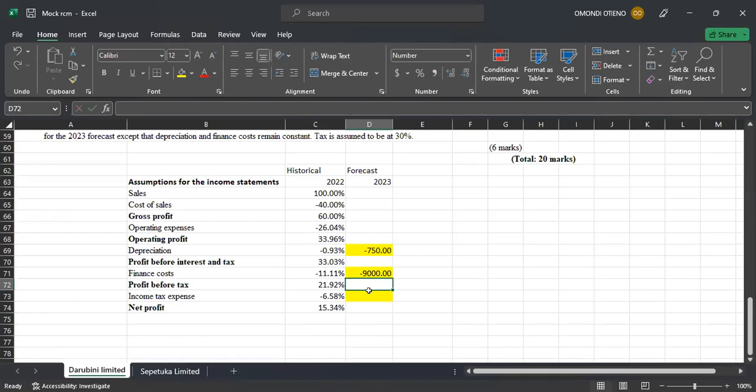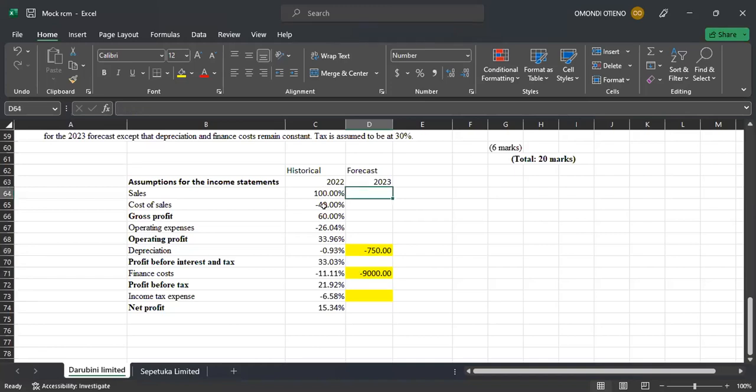And then tax, we are being told that the tax rate is assumed to be 30%. That is 30% of the profit before tax. So even if you do not know anything, at least you have two correct entries here for depreciation and finance cost. So let's get to this point.